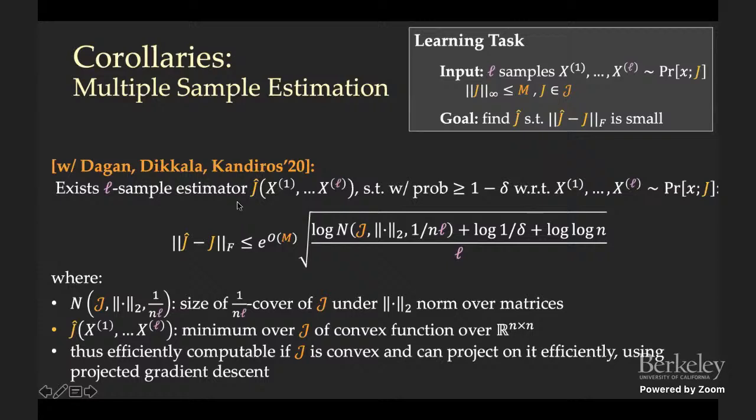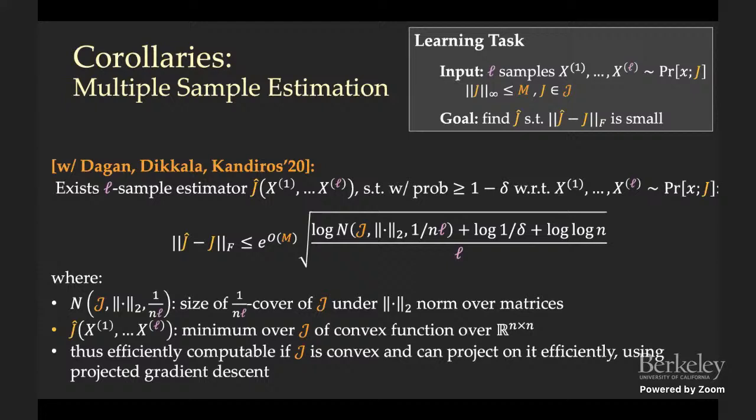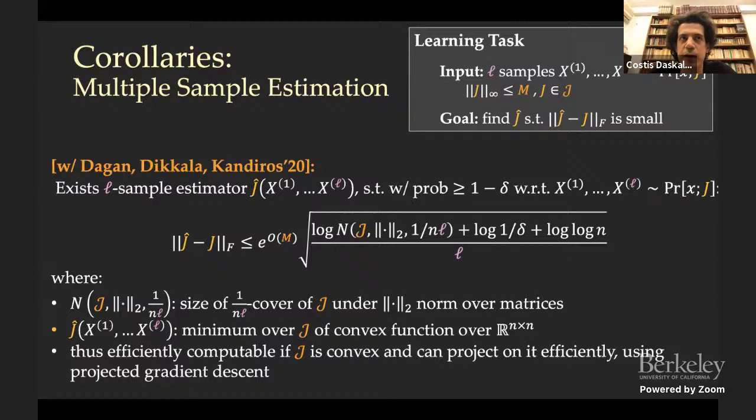Are there similar one sample results for structure learning? You mean learning the support of J? I don't know, but I guess that is, yeah. So learning the support of J, it's going to be difficult to do unless you put lower bounds on the strengths of the edges.